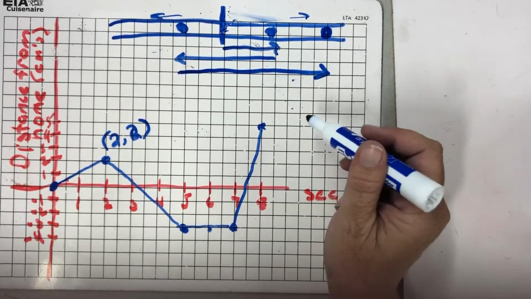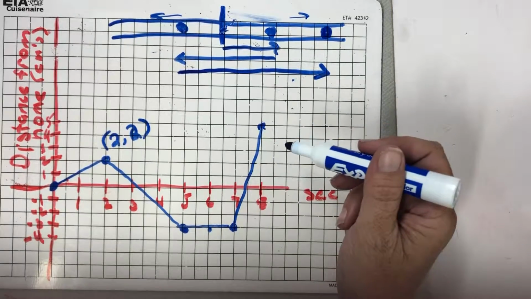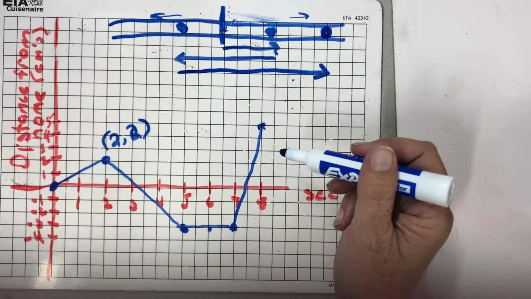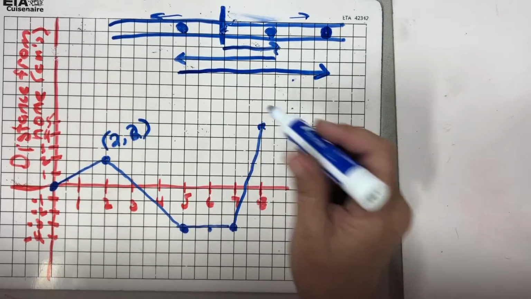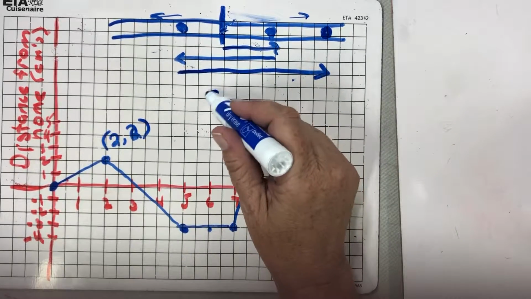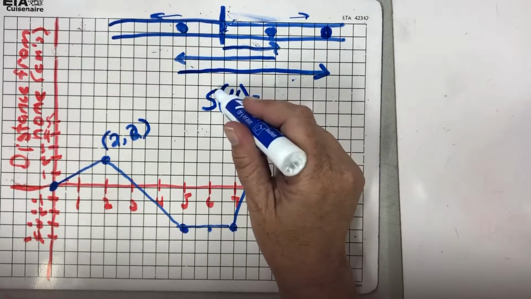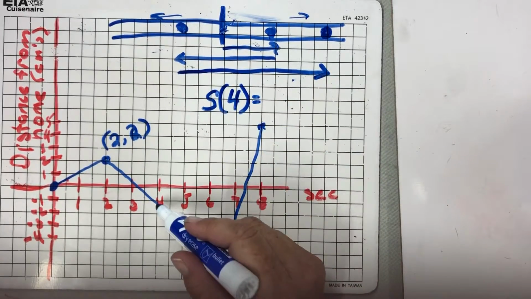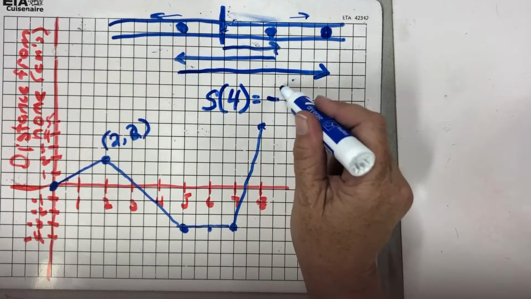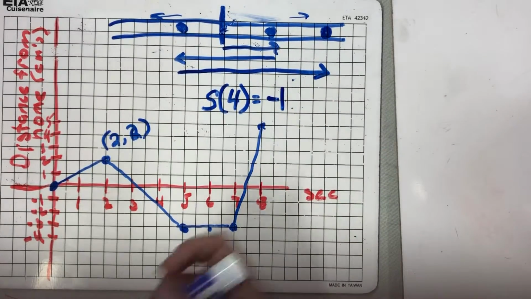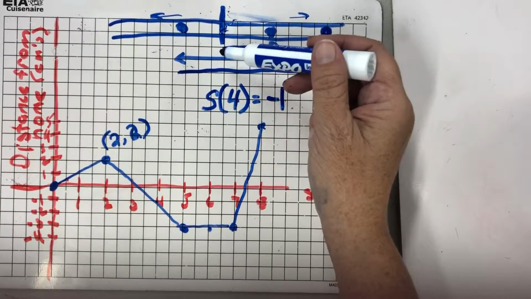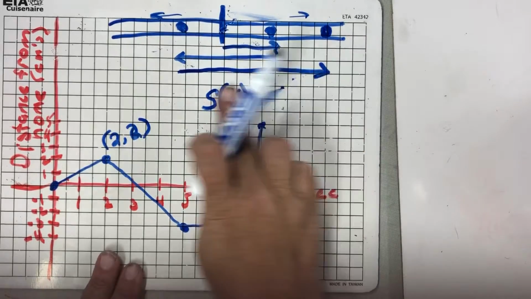So let's talk about the position. It's easy to find. A position is just an ordered pair. So if I said, what is the position of the particle at time 4? You would tell me at 4 seconds, let's call that S of 4, the position of the particle is -1. That means 1 centimeter to the left of where it started.